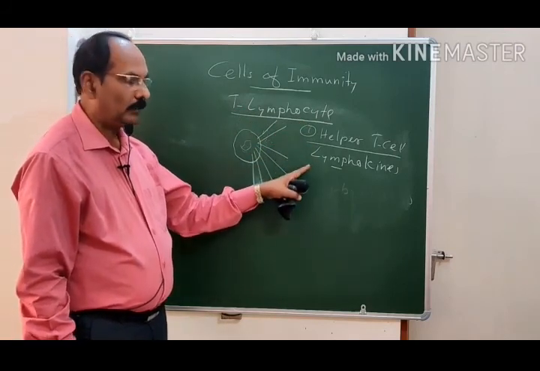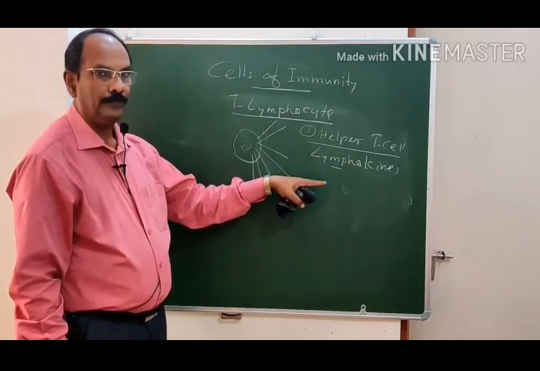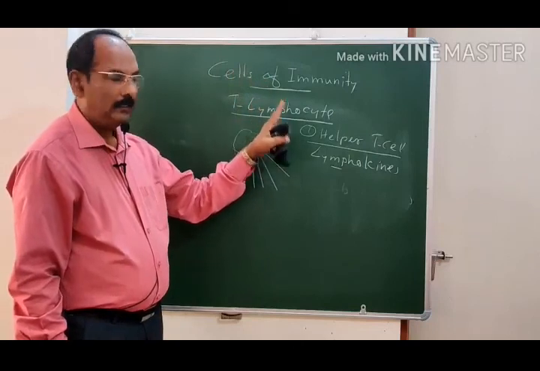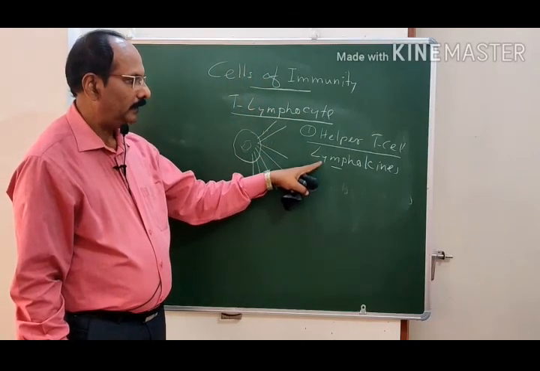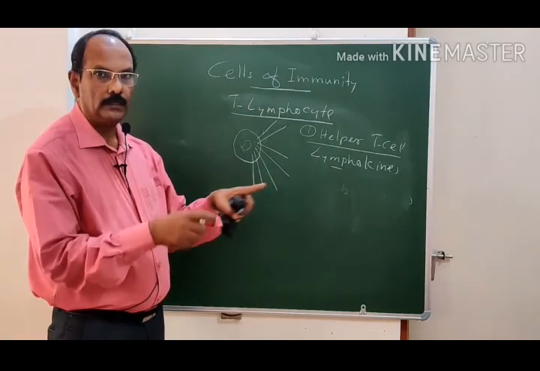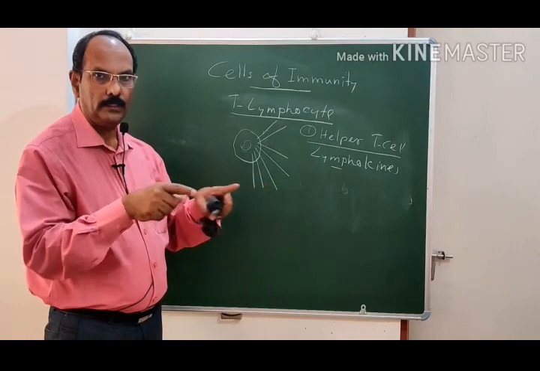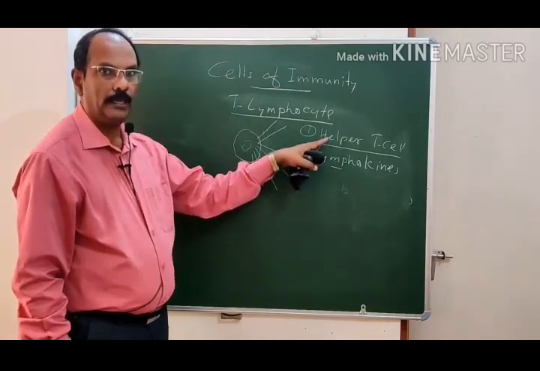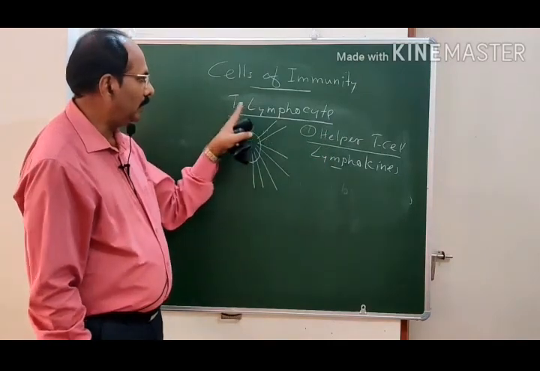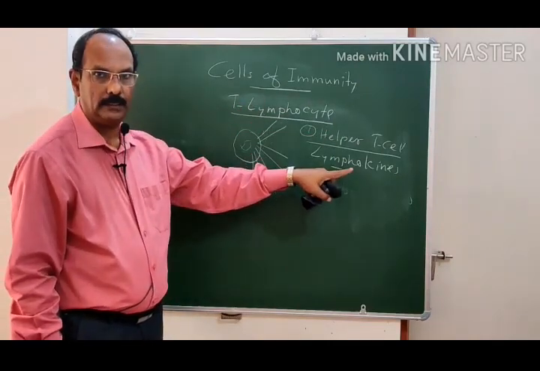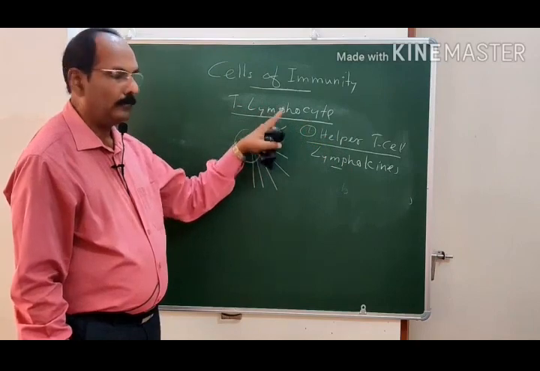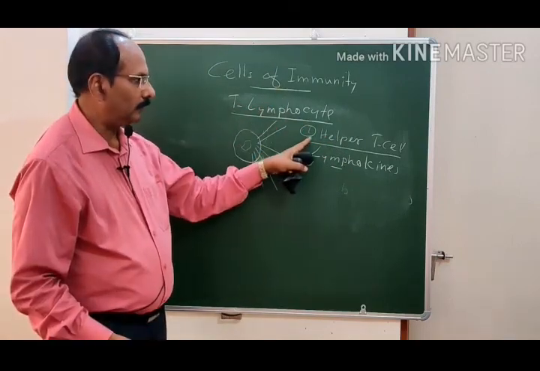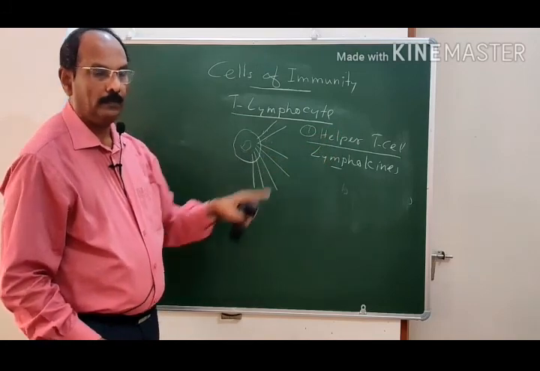Another function of the lymphokines is that it also stimulates the B lymphocyte. The B lymphocyte is stimulated by the lymphokine, and the B lymphocyte also multiplies and performs its function. So that is the activity of the helper. It is called a helper because it is helping the T cells and also helping the B cells. So the T cell number will increase and the B cell number will also increase with the help of the helper T cell. So it is known as the helper T cell.